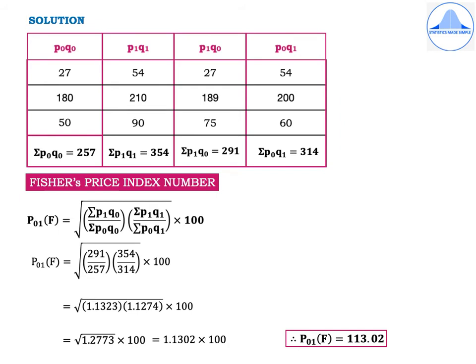So substituting, you get equal to root 291 divided by 257 into 354 divided by 314 into 100, which is equal to root of, taking 4 places after the decimal after rounding off, 1.1323 into 1.1274 into 100, which is root of 1.2773 into 100, which is equal to 1.1302 into 100, or P01 of F is equal to 113.02.